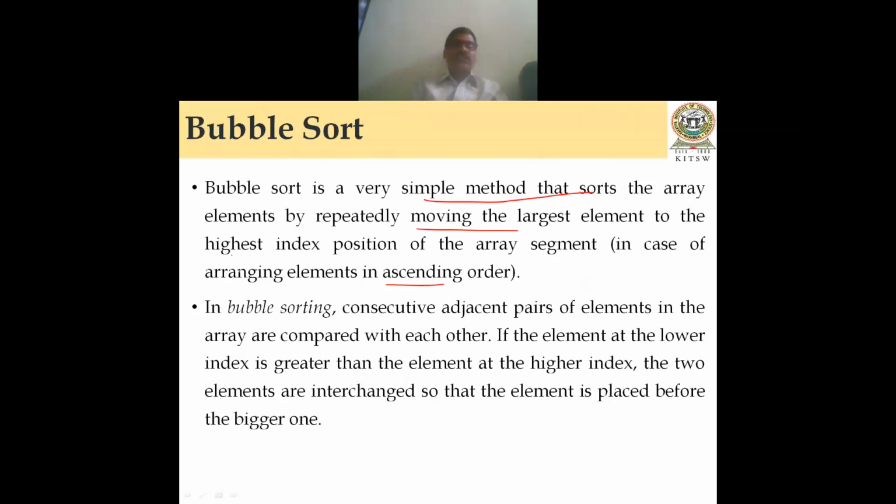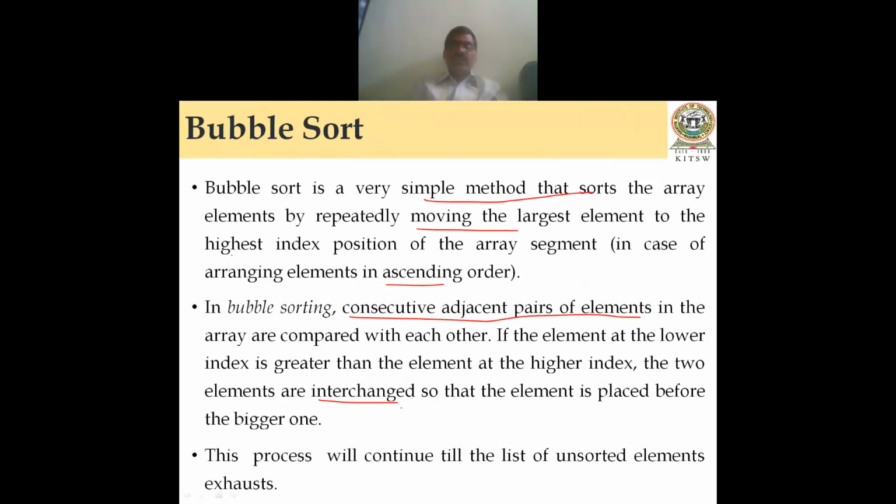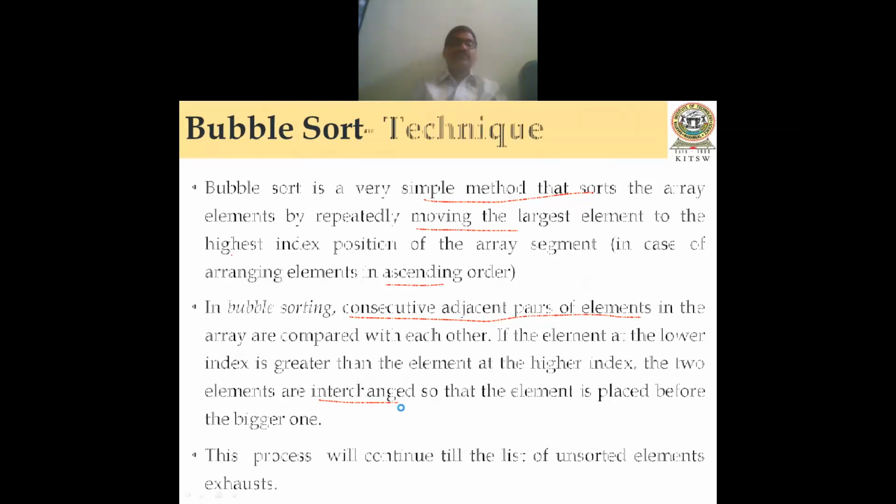In the bubble sort technique, what we are doing is comparing the consecutive adjacent pairs of elements in the array. If the elements are not in the required order, then they are interchanged so that they will be placed in a proper way. This process will be repeated until the list of unsorted elements is exhausted.